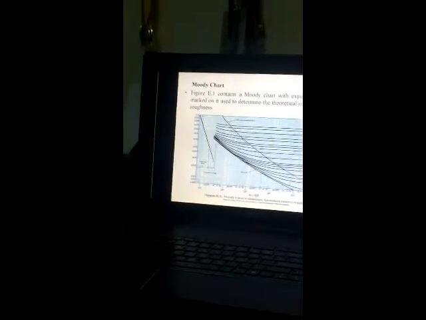This is the Moody chart. You can get it from your reference book or your textbook. So you can calculate where is the turbulent and where is the laminar flow in the Moody chart.